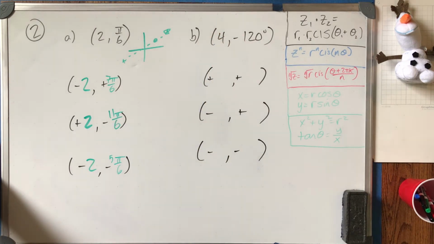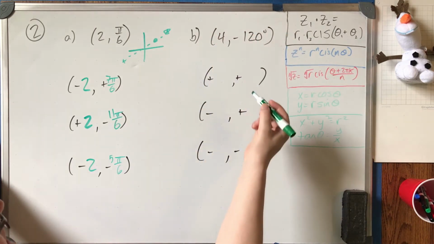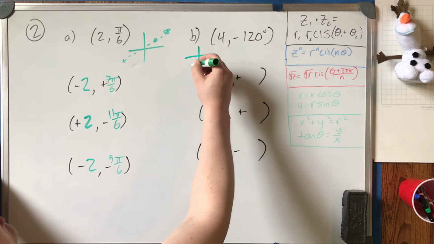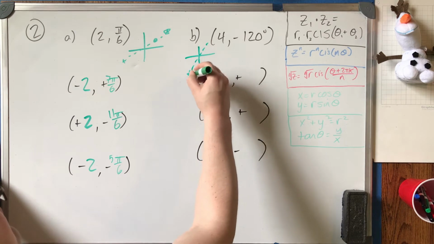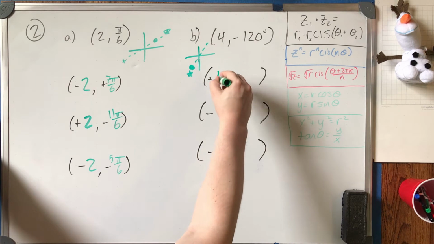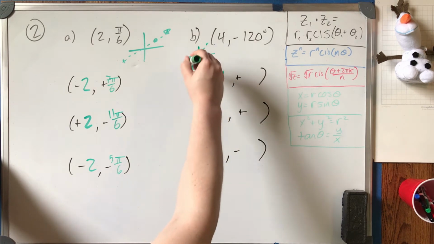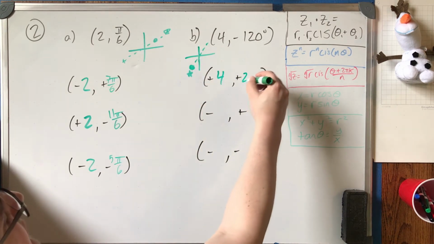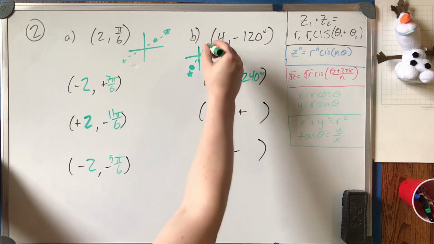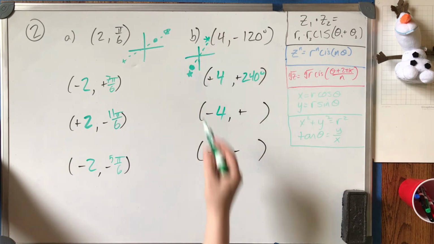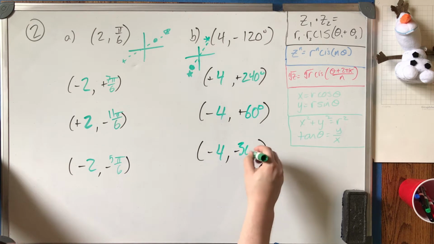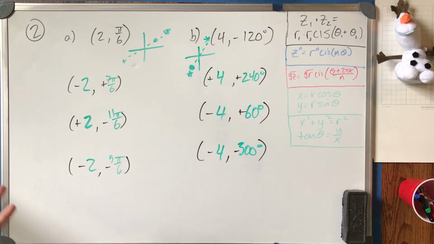Same idea over here. We have 4 and a negative 120, so I'm just going to quickly sketch that. So a negative 120 is right here on this side. 4 is going in that direction. So if I want a positive radius with a positive angle, I just need to come all the way around the circle in a positive way. So that's going to be 240 degrees. For the two negative radius ones, I need to end up over here. Okay? So positive angle, that's just going to be 60, and a negative angle, that's just going to be negative 300. And there you go.